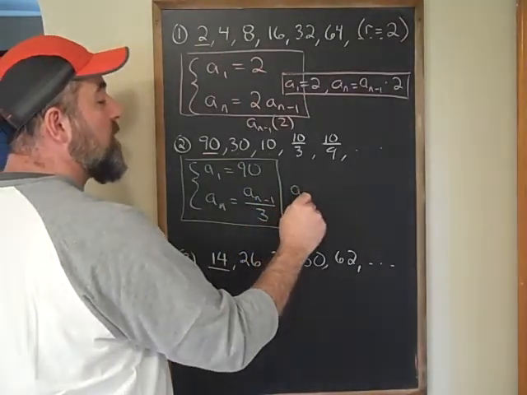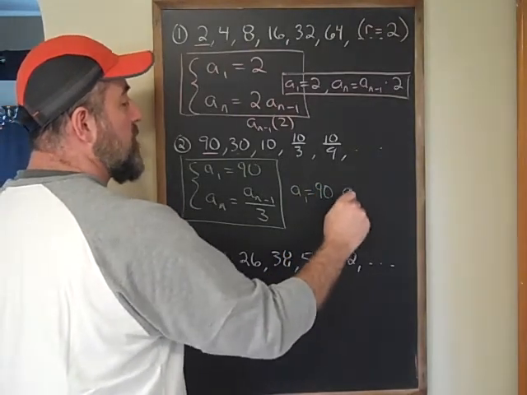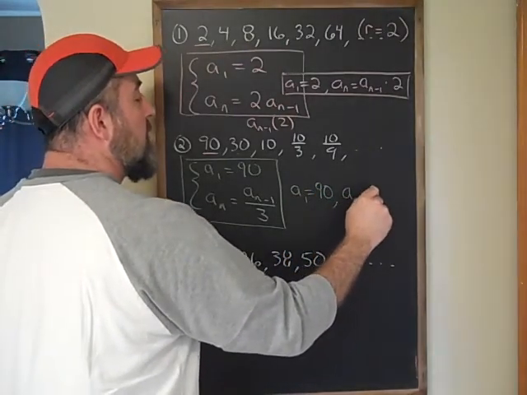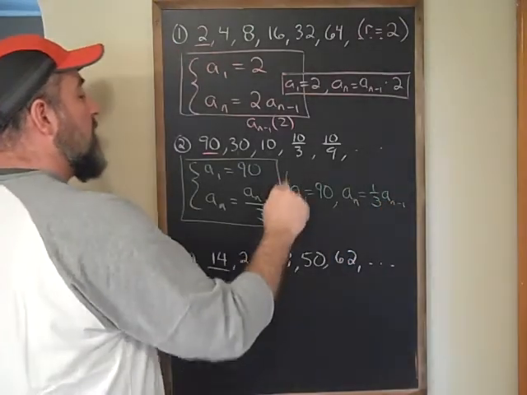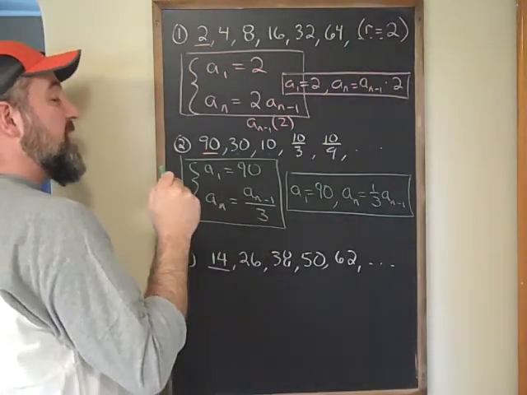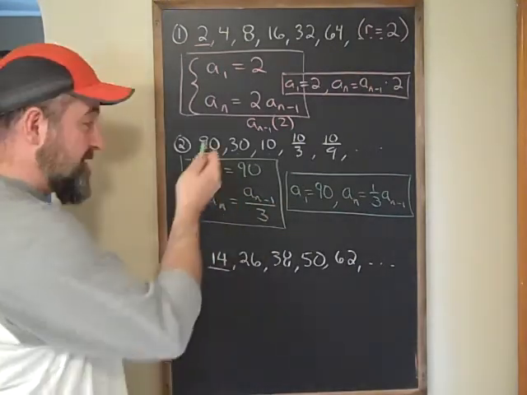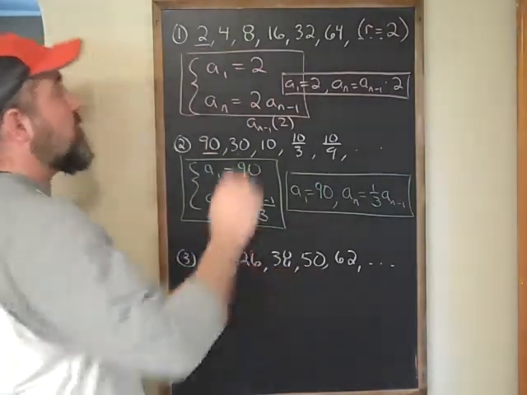So if you were to write it in one line, you would say the first term is 90, and then you would say the new term is 1/3 times the previous term. That would be another way to write the recursive formula for this. I tend to like writing them stacked. I think it visually looks better than this. You do whatever you want.